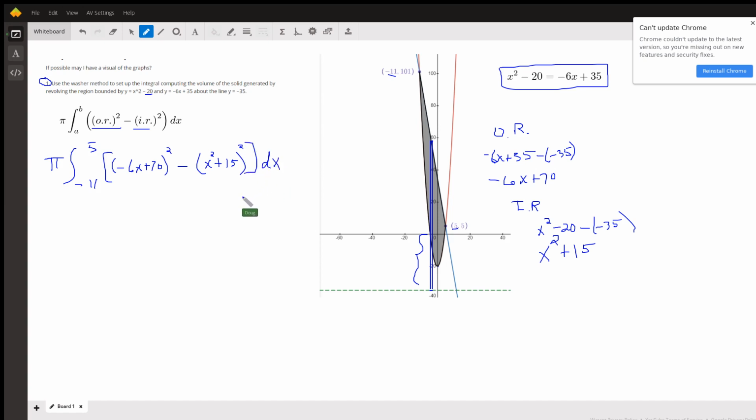Now, if you had to actually figure this out by hand, you'd have to square this binomial, combine similar terms, find an antiderivative term by term, evaluate from negative 11 to 5, and multiply by pi. There you go. Hope that helped.